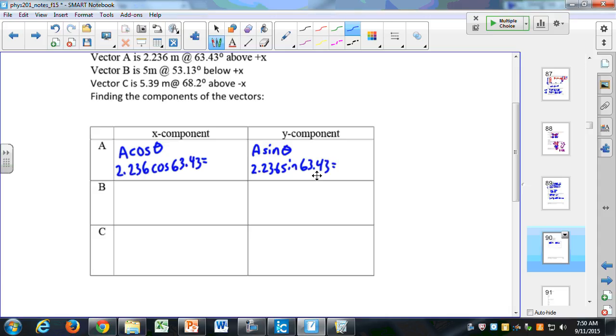Got some of those x and y components yet? For A, maybe? What you got for A, anybody? Y'all still working? All right, I'll give you a second.